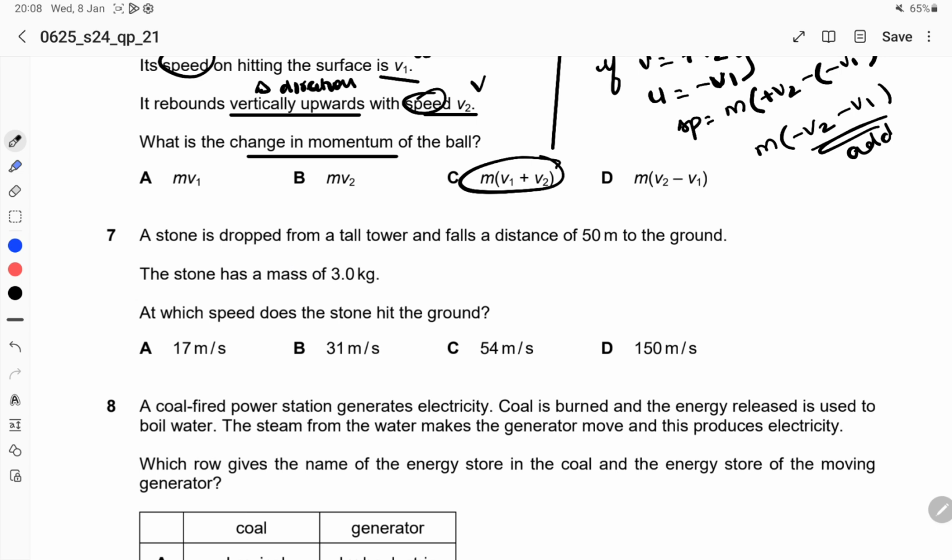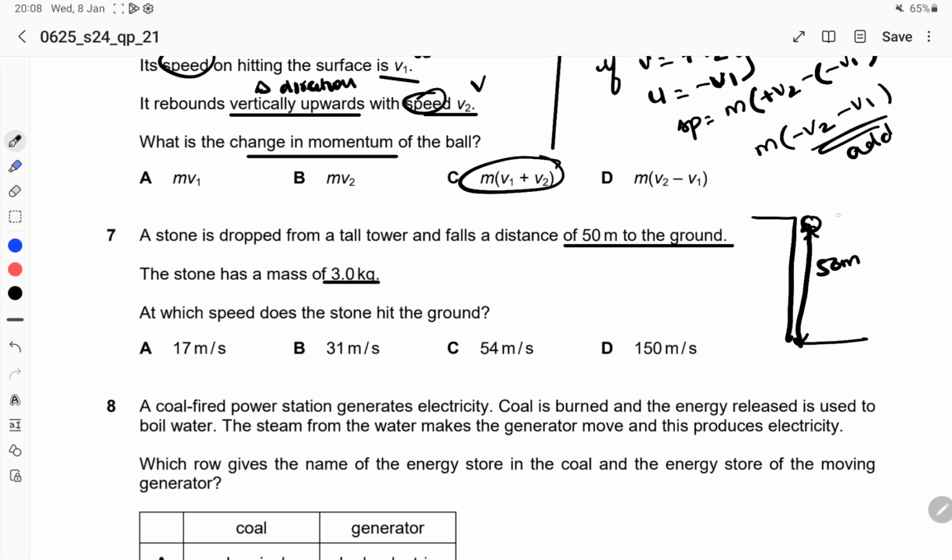A stone is dropped from a tall tower and it falls a distance of 50 meter to the ground. So if this is my tower, this is the stone, this is the height, 50 meter, from the center of mass. The mass is 3 kg. At what speed does the stone hit the ground?